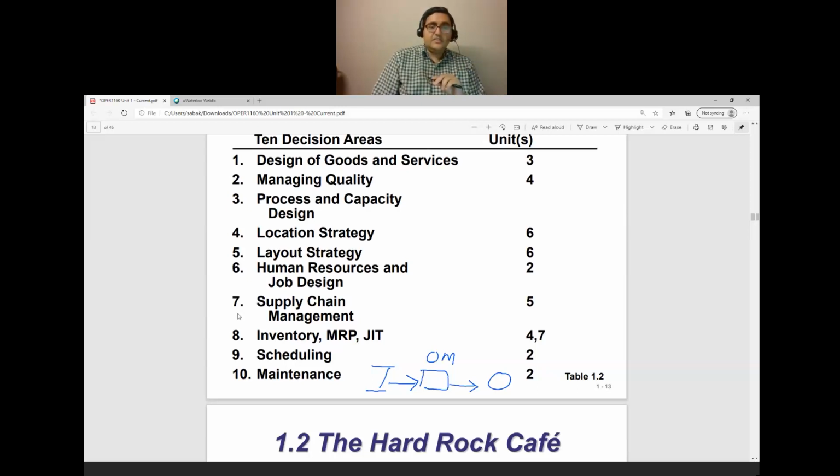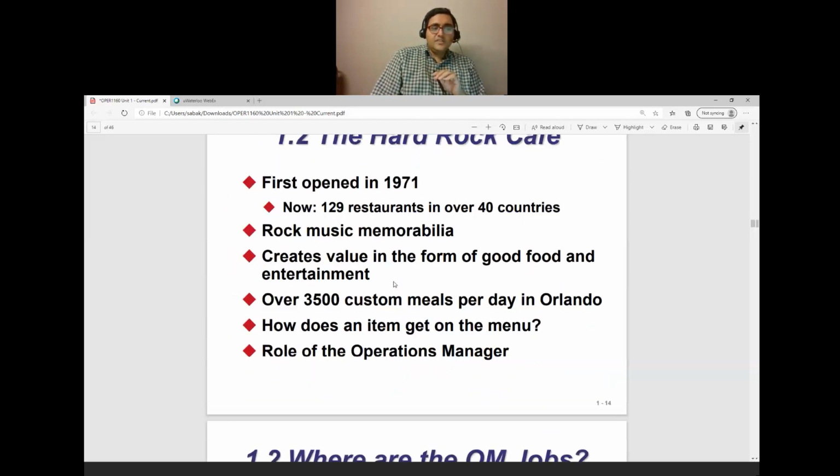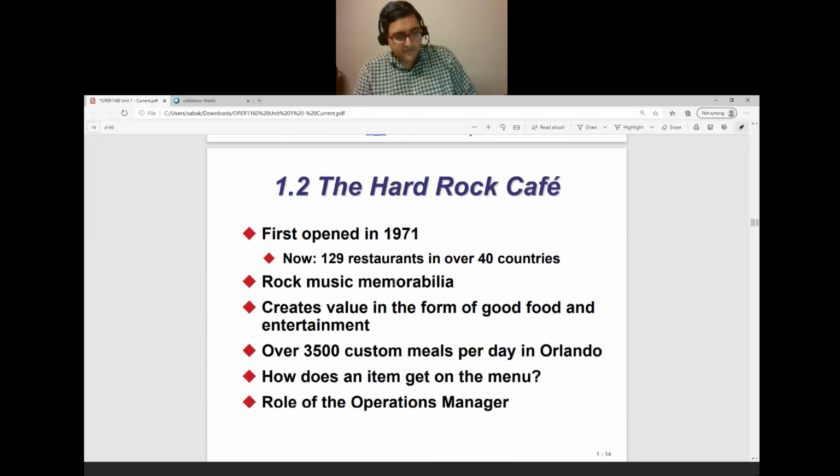Always remember, operations management is a very detailed subject. This being the introductory course, we will be touching the surface of most of the points.